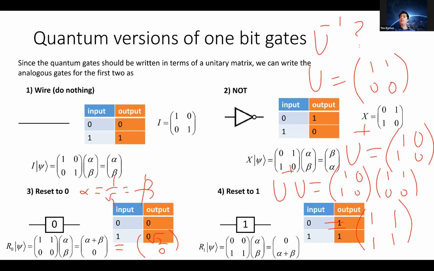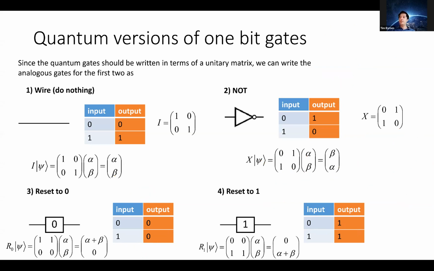Perhaps just evaluating this thing could be the simplest way to check whether it's a valid gate or not. If you evaluate this and it's not the identity, then you can immediately tell that it's not a valid unitary, and hence it's not a valid quantum gate.